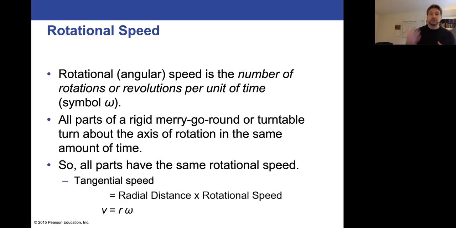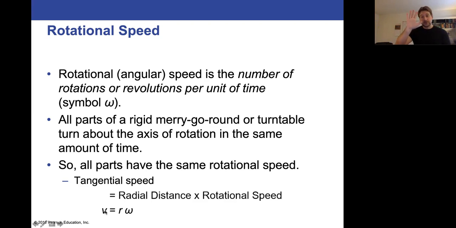Rotational speed is the number of rotations or revolutions per time. So how much rotation divided by how much time went by. All the parts of a turntable rotate about the axis in the same amount of time. All parts have the same rotational speed, but we multiply by the radial distance from the axis to the point we're talking about to talk about the tangential speed.